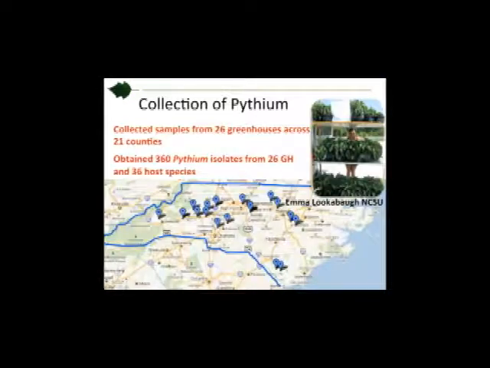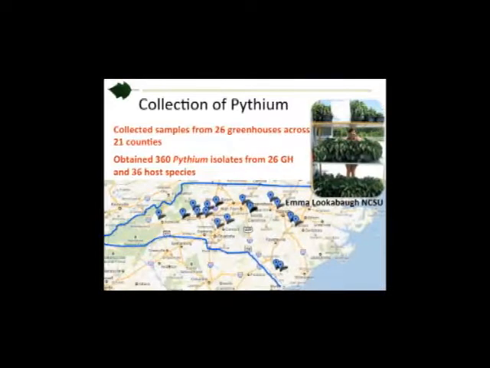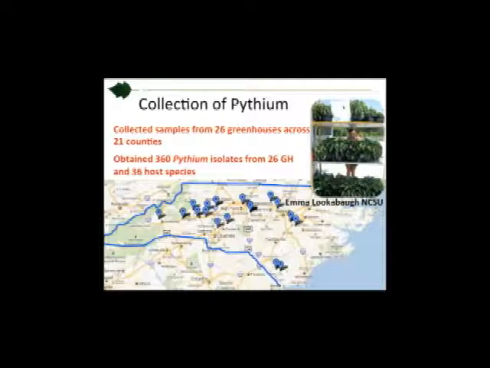All right, so I'm going to talk a little bit about Emma's project. Again, she conducted this in the last couple of years. Her major advisor was Barbara Shue, who's the director at the Plant Disease and Insect Clinic, and Emma has worked there for a number of years. We collected samples of not just poinsettia, but a number of other bedding plants throughout the entire state of North Carolina. We looked at 26 greenhouses in 21 different counties, and Emma collected over 360 Pythium isolations from these 26 greenhouses, spanning 36 different host species.